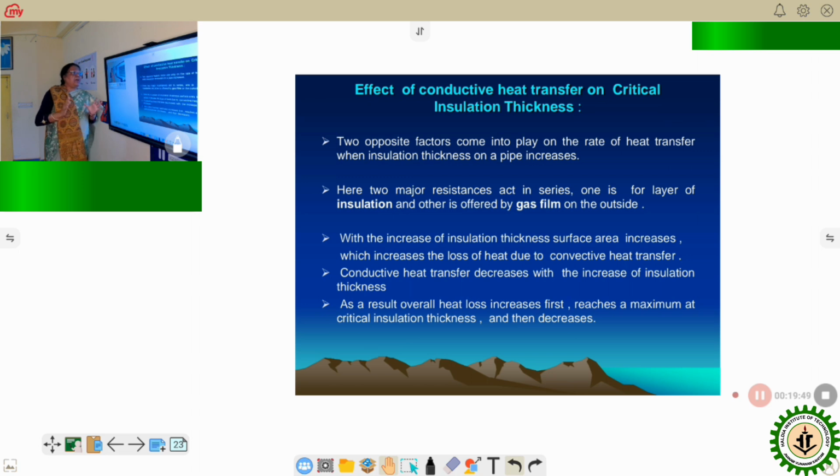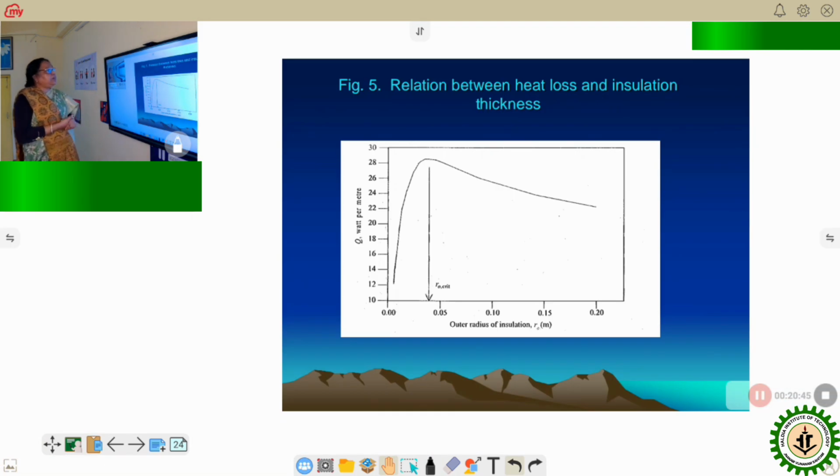Here, two opposite factors come into play on the rate of heat transfer when the insulation thickness on a pipe increases, because there are two major resistances acting in series. One is the layer of insulation and the other is offered by the gas film on the outside. With the increase of insulation thickness, surface area increases, which increases the loss of heat due to convective heat transfer. But on the other side, conductive heat transfer decreases with the insulation thickness. As a result, overall heat loss increases fast, reaches a maximum at the critical insulation thickness, and then decreases. The next slide shows the relation between the heat loss and the insulation thickness.